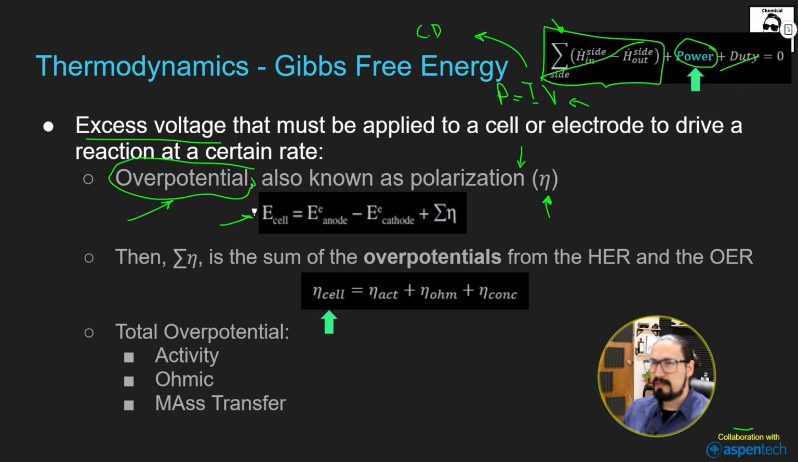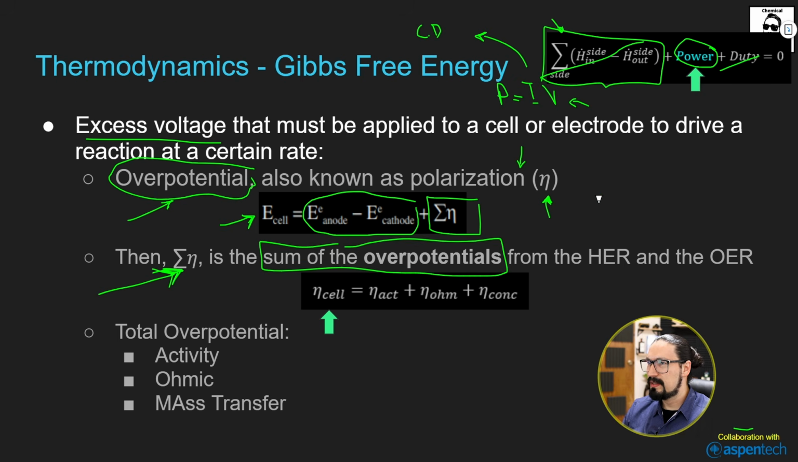So yeah, we have the potential of the cell, which is essentially the standard difference of these two, and the polarization. So when we add the total amount of excess voltage, also known as overpotentials or polarization, we're going to be adding the sum of all the overpotentials from the hydrogen evolution reaction and the oxygen evolution reaction. You are going to account that the total overpotential for the given cell will be the activation overpotential, the overpotential of the ohmic resistance, and the concentration overpotential, which is driven by mass transfer.